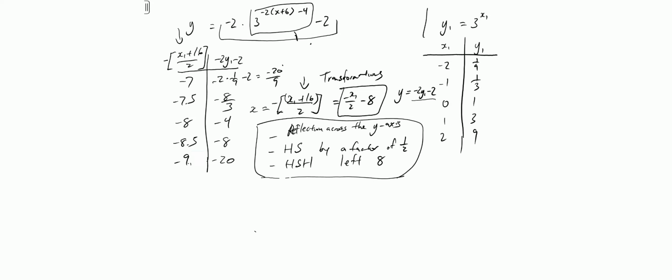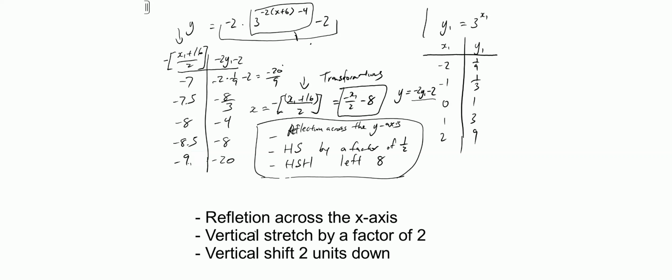Now let's move on to the y transformations. As you can see, the y value is negative 2 times the original y value subtracted by 2. So that is a reflection across the x-axis, a vertical stretch by 2, and a vertical shift down 2 units.